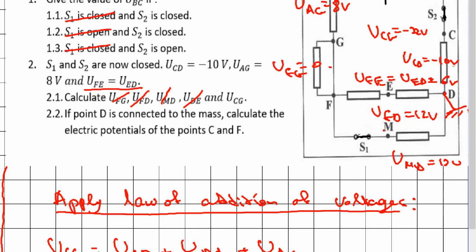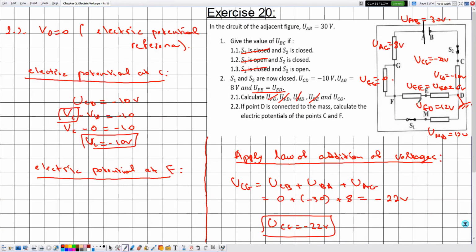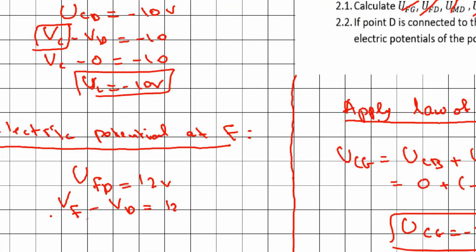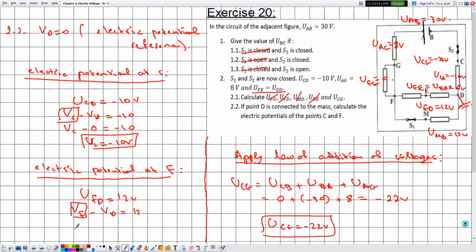For example, because we know UMD, we can determine the electric potential at the point M, and VF is equal to VM because across F and M we have a wire. But the easiest one is to say that UFD is equal to 12 volts, knowing that VF explicitly appears here. So this is a linear equation. VF minus 0 is equal to 12, so in this case VF is equal to 12 volts.